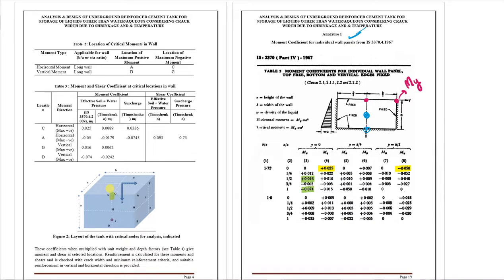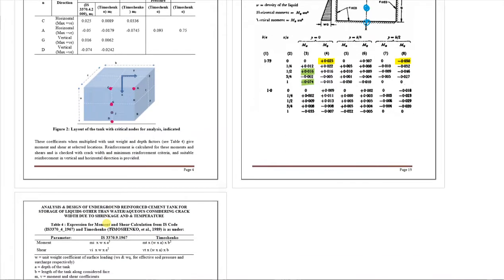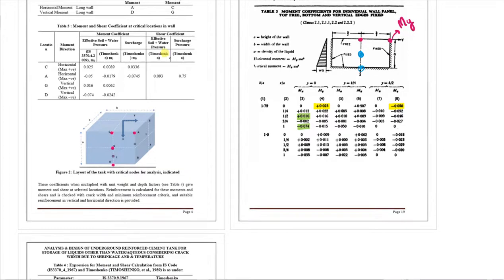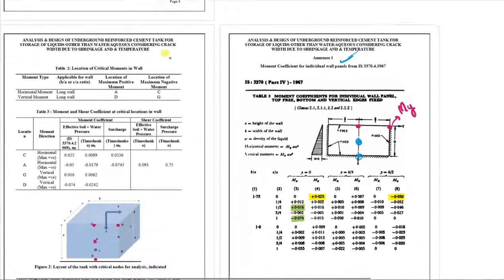Also, please check these nomenclatures: C, A, G, and D. This is C. This is A. This is G. And this is D. Right? Now, let's move ahead. So, these are the shear coefficients and the moment coefficients. These I have taken from Timoshenko.